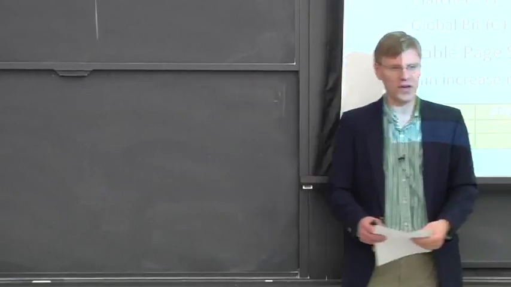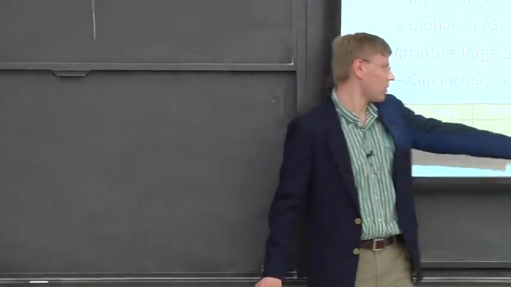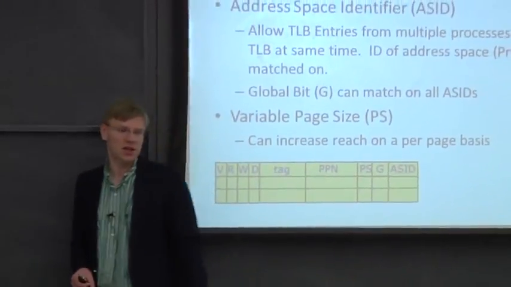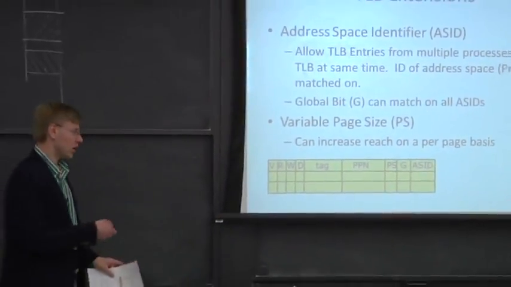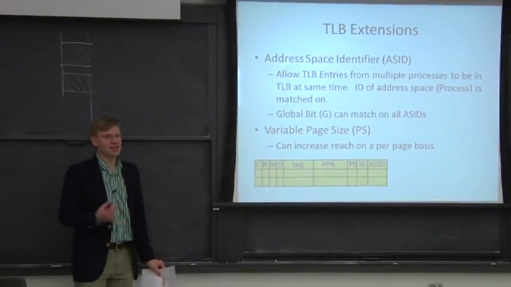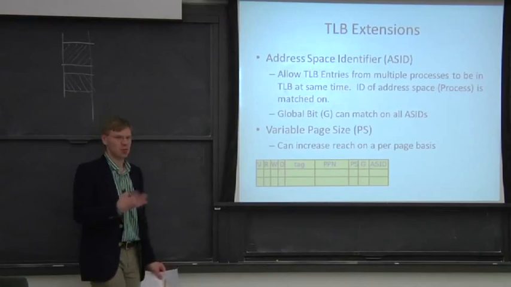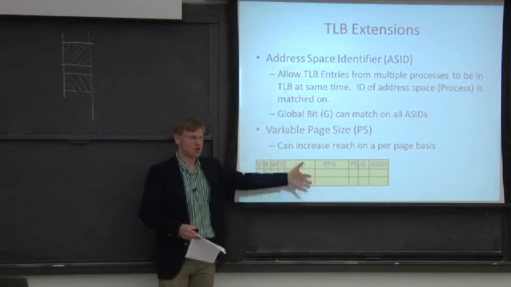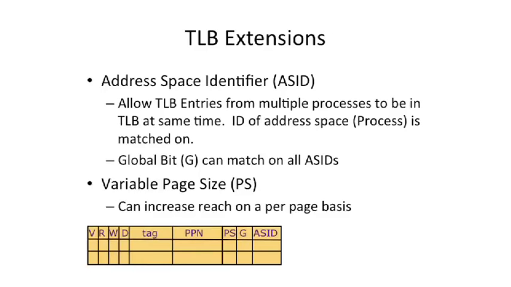Most architectures do have variable page size. A lot of architectures have something like an address space identifier these days. And some architectures will have an address space identifier that's hidden from the operating system or the programmer, and it tries to figure it out itself. So it's not architecturally visible, but the microarchitecture effectively has address space identifiers.